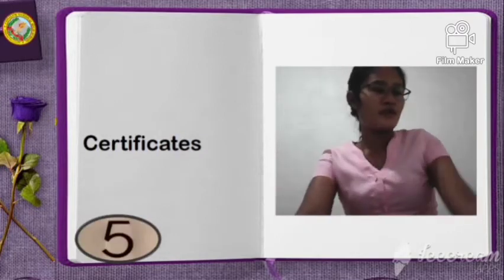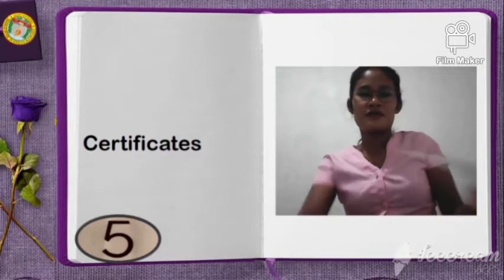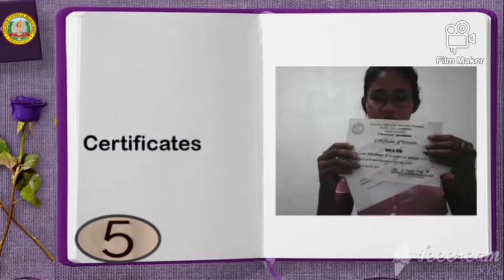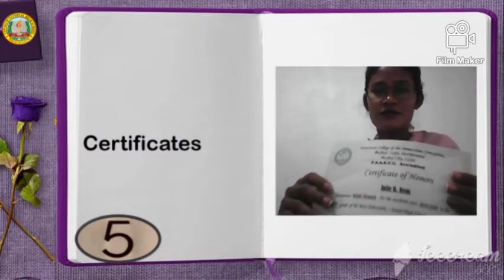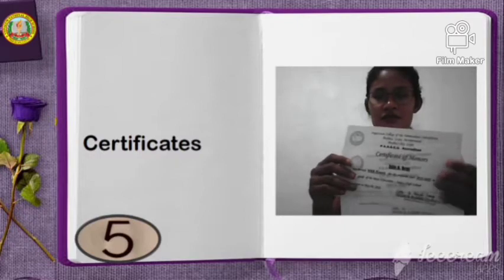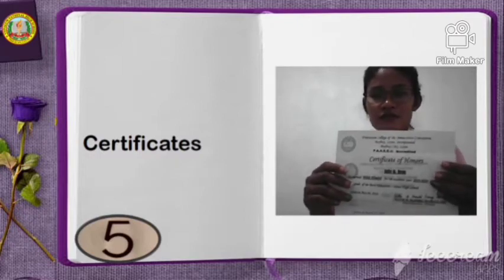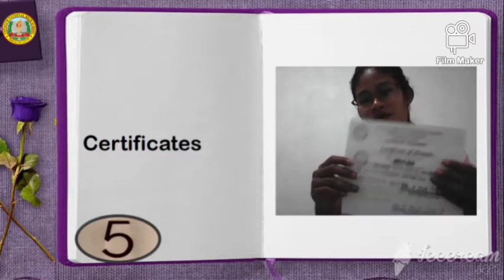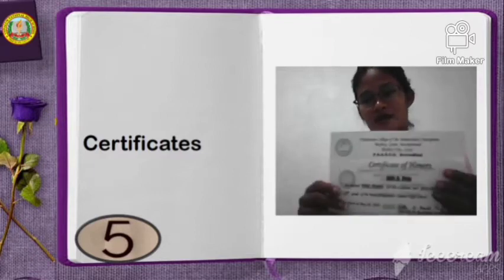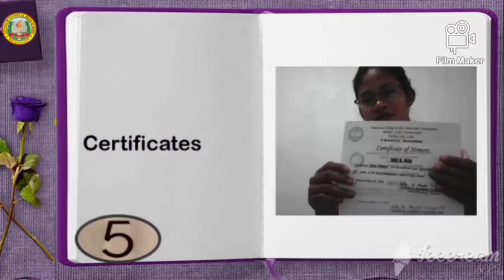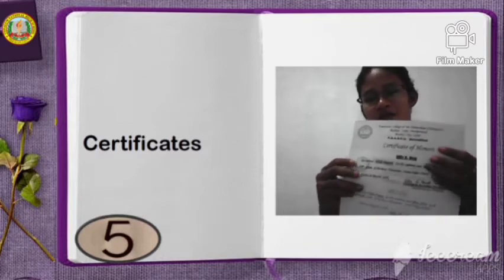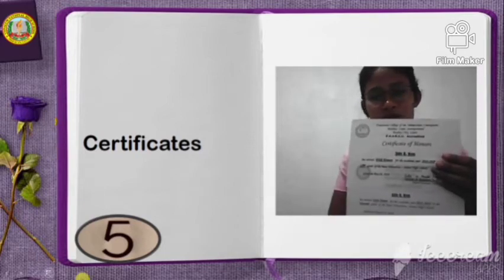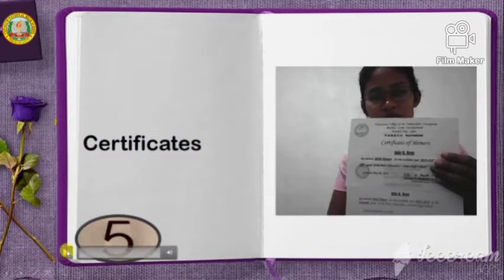Next, we have certificates. Certificates of honors. These are the certificates my sister received during her senior years. So, what are these? Are these monetary or non-monetary? Okay, you only have 5 seconds left.